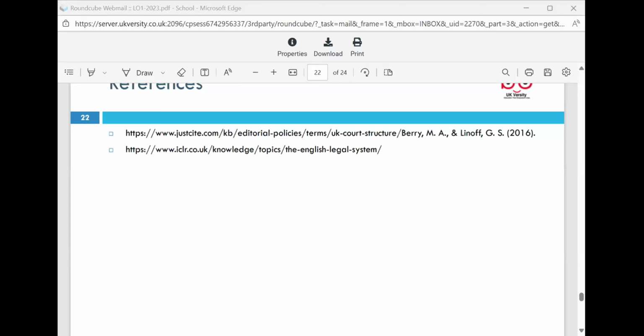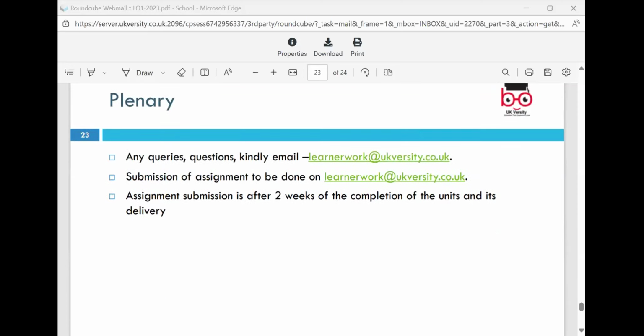So we looked at elements of the UK Constitution, the historical background, and how the UK constitutional legal system works. So these are the links here for the references that you could use. Have you got any questions before we finish the session? No questions for now.